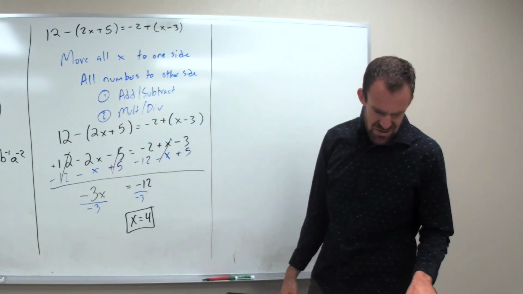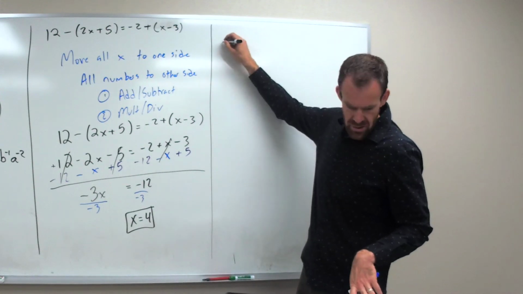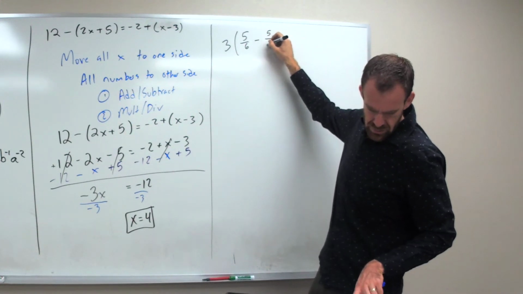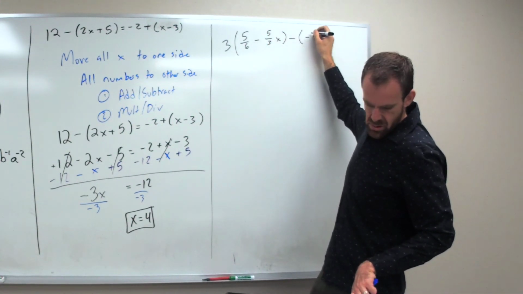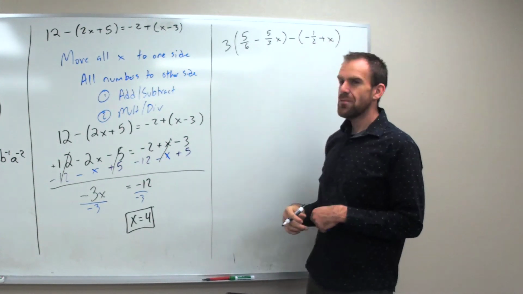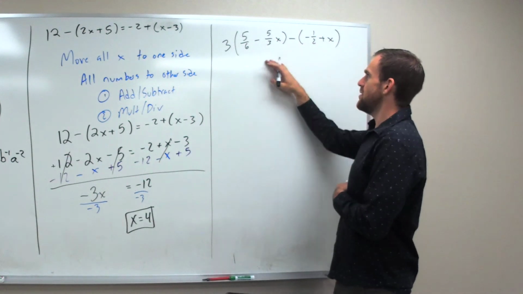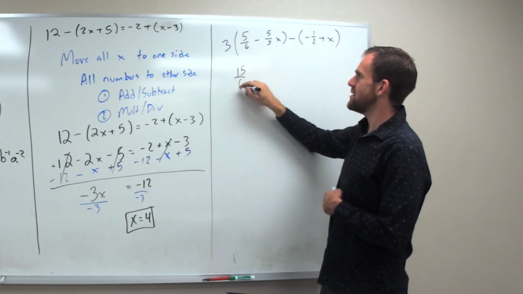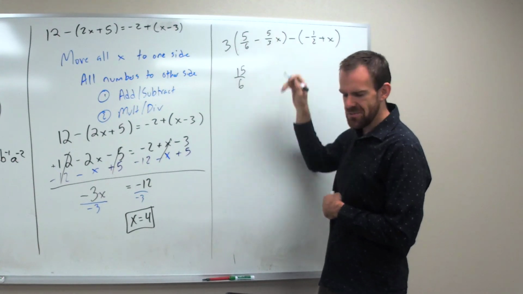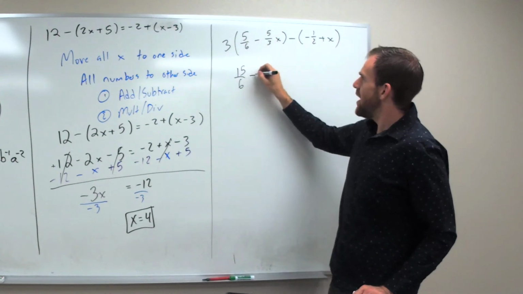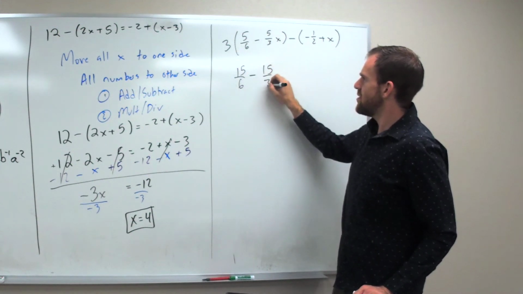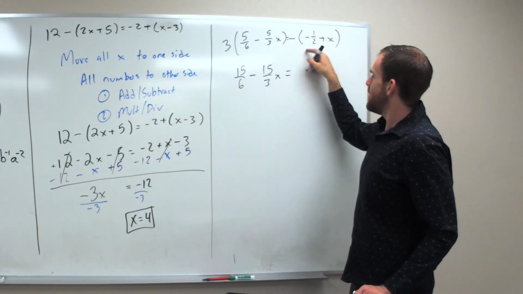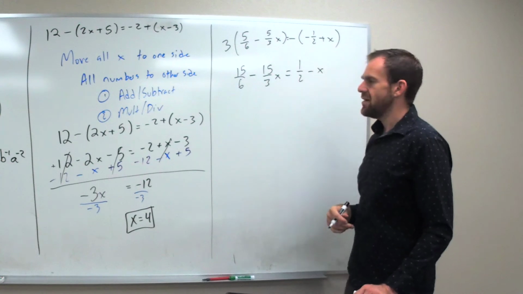Anyways, let's do this. So we have 3 times this ugly fraction. Again, I want to break the x's out of my fraction, or these parentheses, so I'm going to distribute. So 3 times 5 is 15 over 6. Don't just cancel those, you have to distribute, just like you always would. Minus 3 times 5 is also 15 thirds x. There's an equal sign in here. Equals, negative negative becomes positive, and negative.